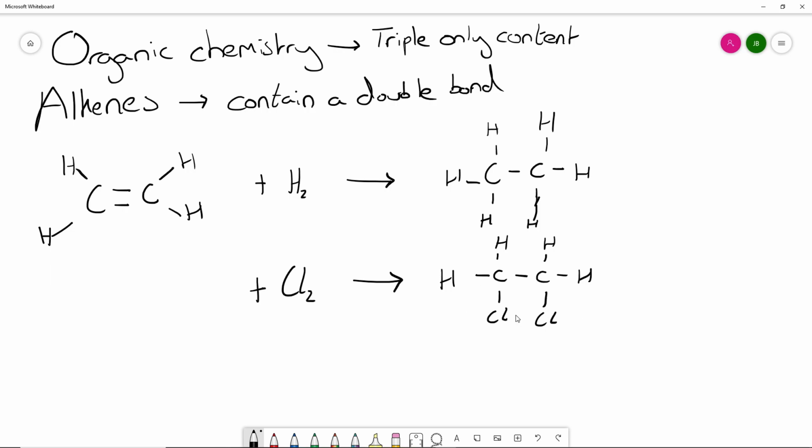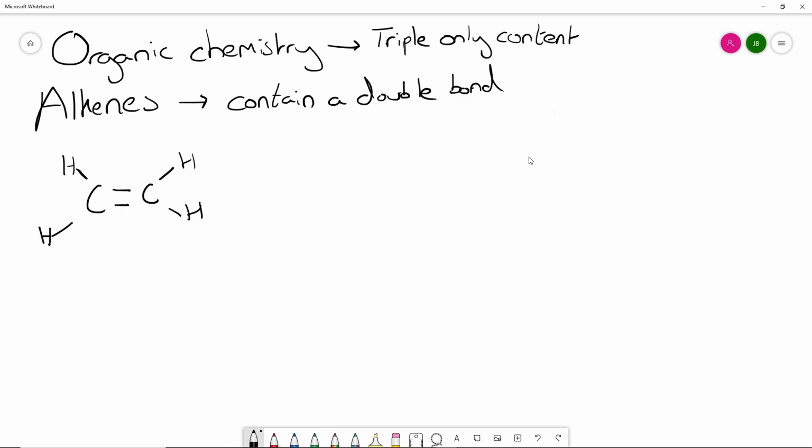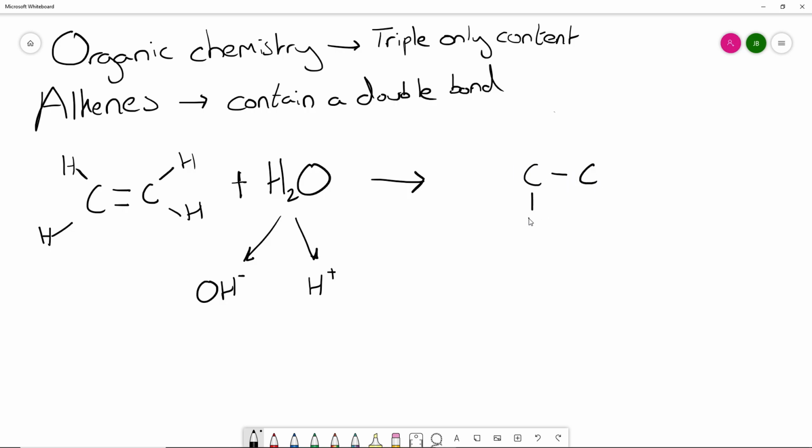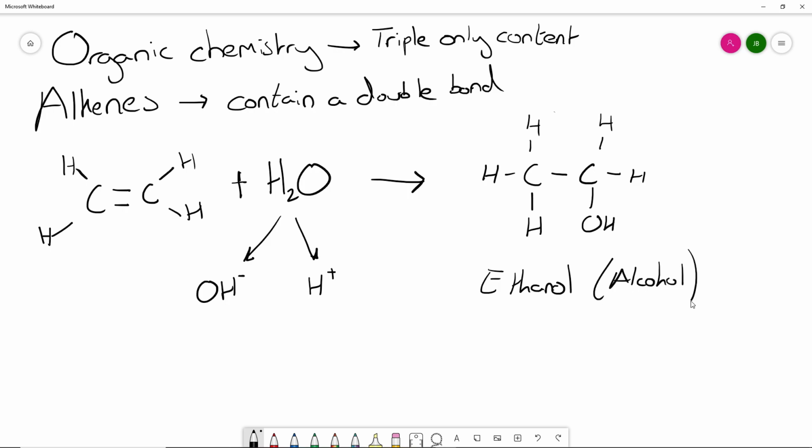Right, and finally, we're going to talk about adding H2O to this. So it works in a similar way, but this will lead on to our next topic we're going to talk about. So let's just clear this. So this time we're going to add H2O. Now H2O can split into 2 parts, OH minus and H plus. Now this will add across the double bond. So the double bond will break just like before, and this time we'll have a hydrogen attached here, and we'll have OH attached to this one. And this is what we call ethanol, or in more layman's terms, an alcohol, which is what we're going to talk about next.